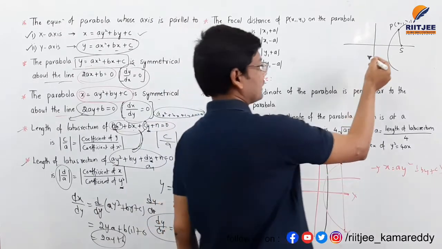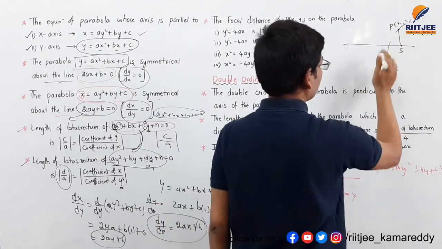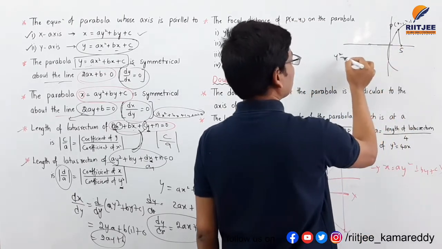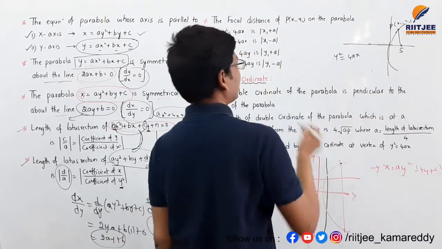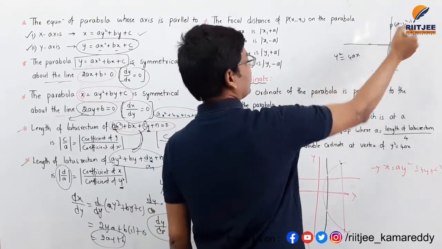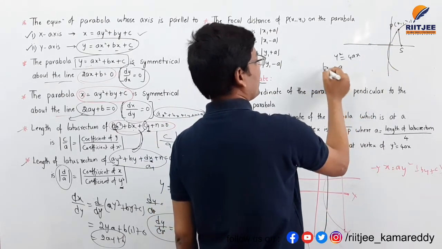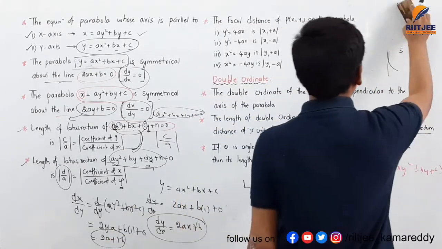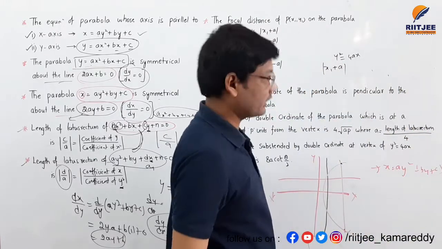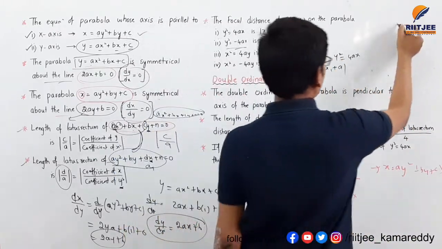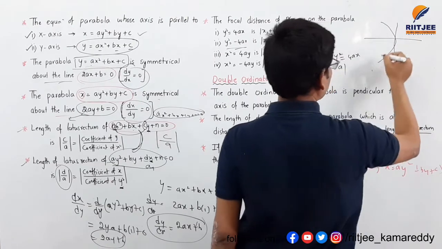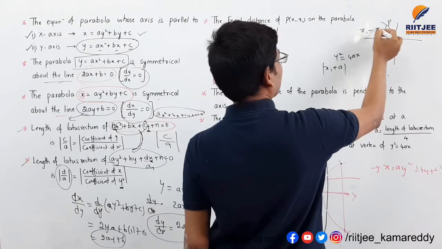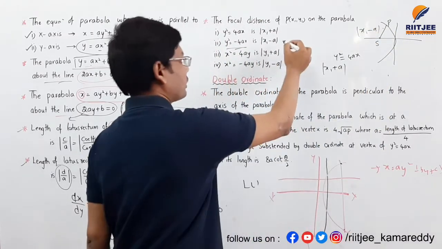If the parabola is passing through the origin and is in the form y square is equal to 4ax, then the length of the focal distance is equal to modulus of x1 plus a. In the same way, if the parabola is on the negative side, y square is equal to minus 4ax, the parabola is like this. This is the focus, this is point P. So the length of this one is modulus of x1 minus a.